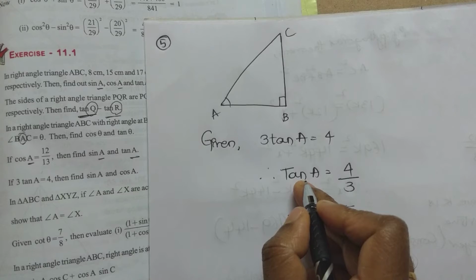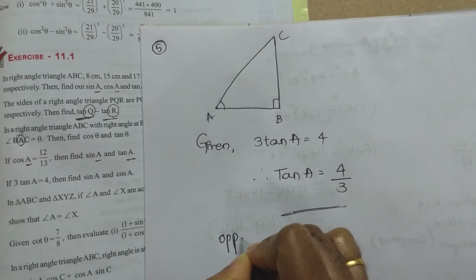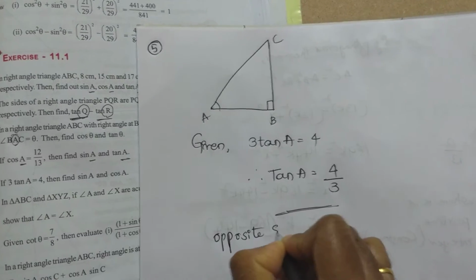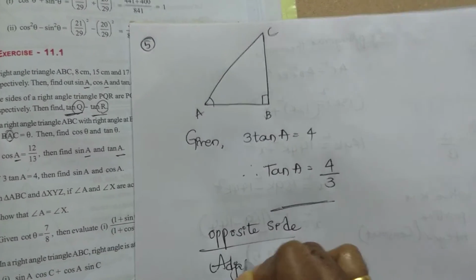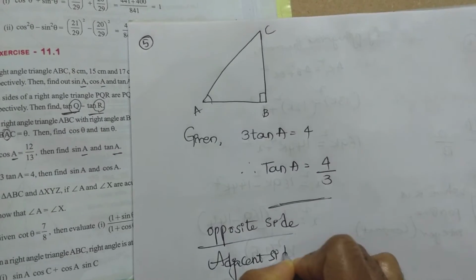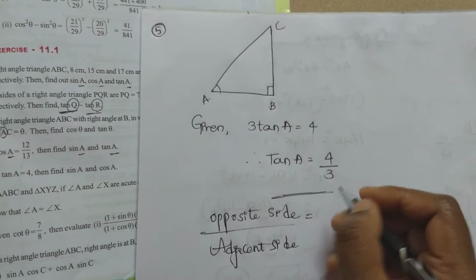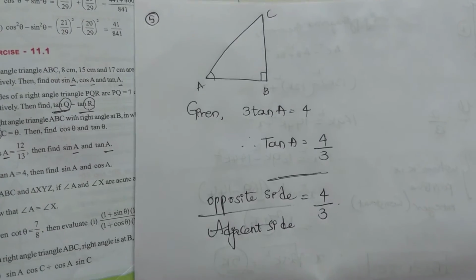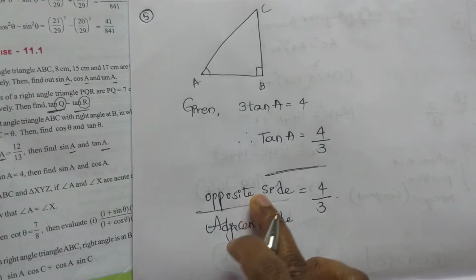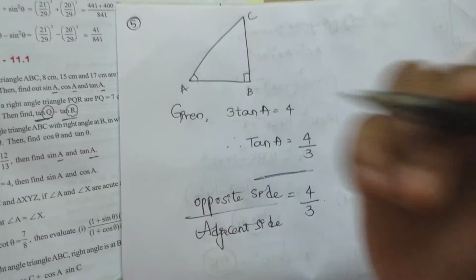Therefore, what is tan A? The formula is opposite side by adjacent side. Correct? Write it in your exam as opposite side of angle A by adjacent side of angle A. But here for explaining I have written it directly, that they have given it as 4 by 3.